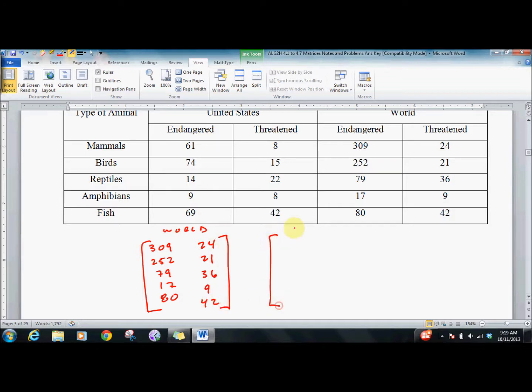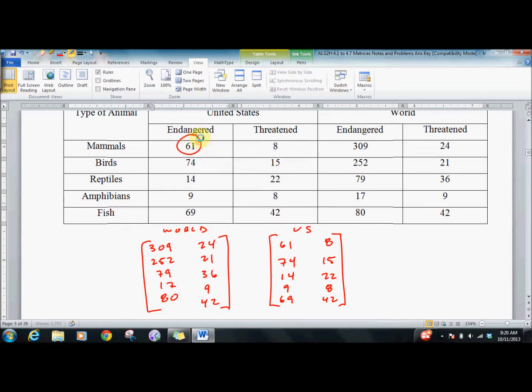And here's the US. The 61, 74, 14, 9, 69, 8, 15, 22, 8, 42. So the key here is understanding that in the world, we have all the ones that are covered in the United States. So 61 of these are in the United States. How much are in the rest of the world?